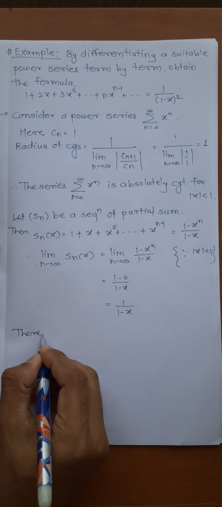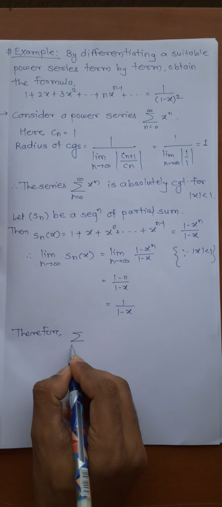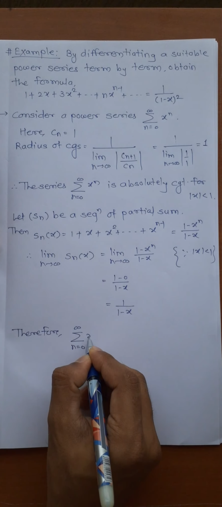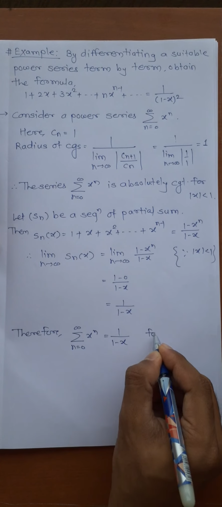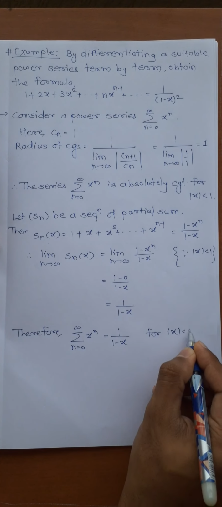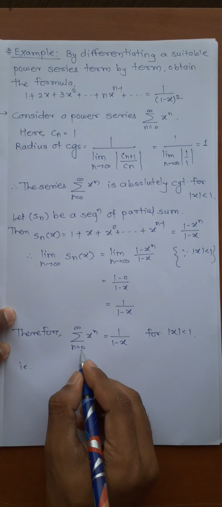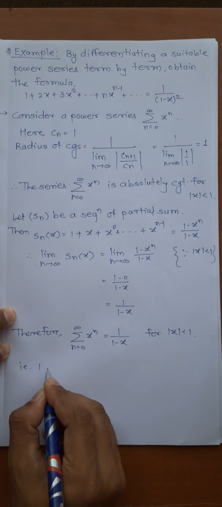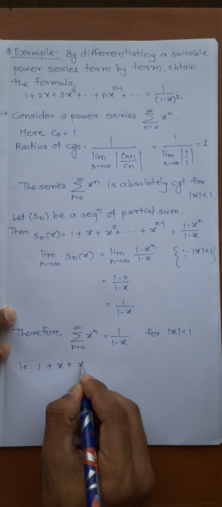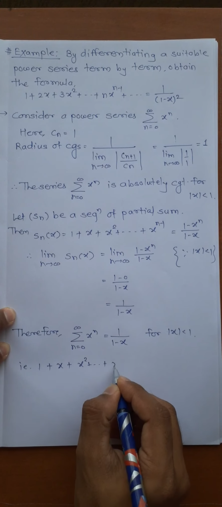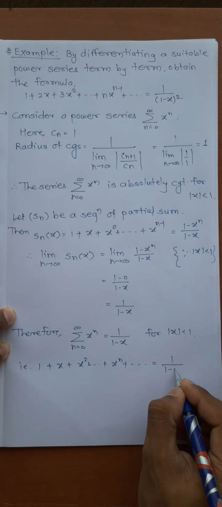As the sequence of partial sums converges to this, we can write that the sum of this series is 1 upon 1 minus x for mod x less than 1. What is the meaning of that? If I put n equal to 0, 1, we will have 1, x, x square. In this way you can go up to x raised to n. Actually there are infinite terms, so you can go up to infinity. The sum is 1 upon 1 minus x.